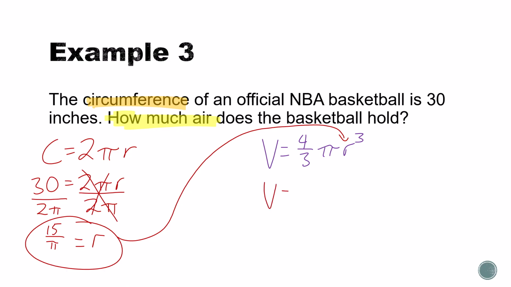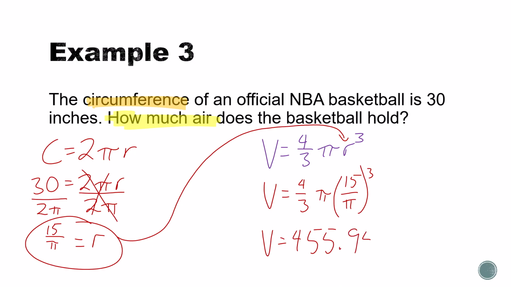So now I've got volume is equal to 4/3 pi times (15 divided by pi) cubed. And we want to make sure that we put that in parentheses. So go ahead and type that into your calculator. 4/3 times pi times 15 divided by pi, cubed. So when you do that, you should get the volume is 455.95, and our units are going to be, since we were given inches, this is in cubic inches.